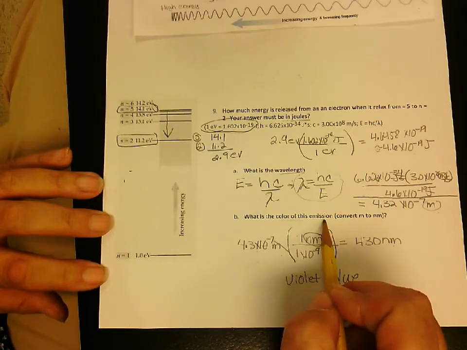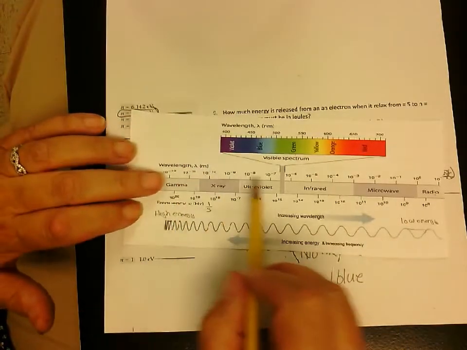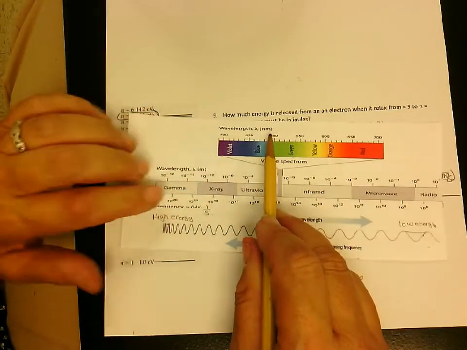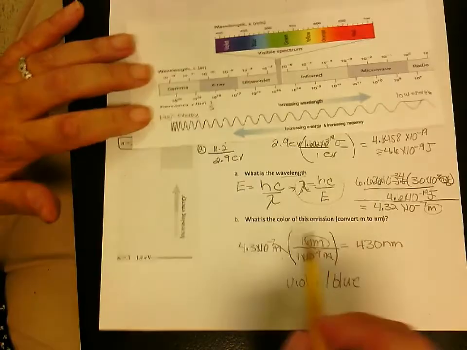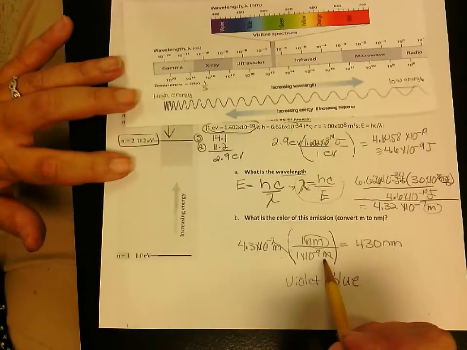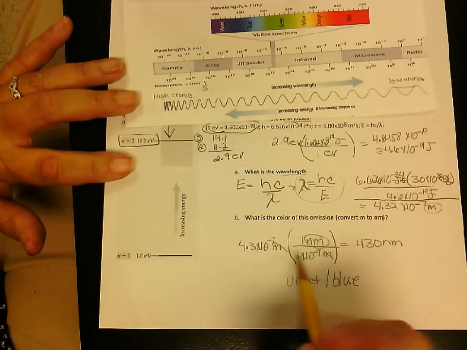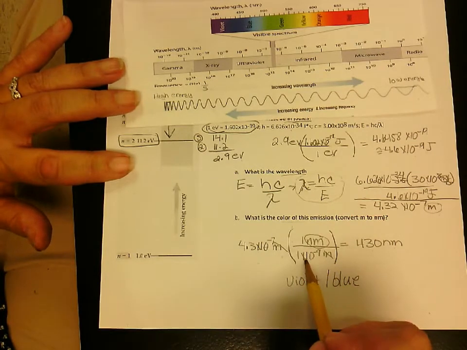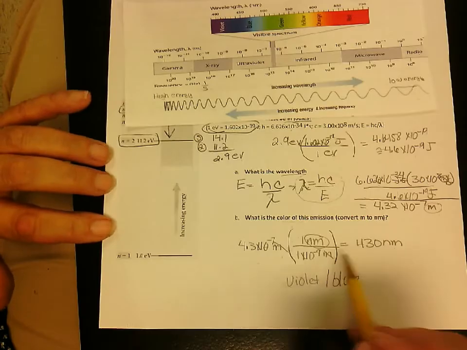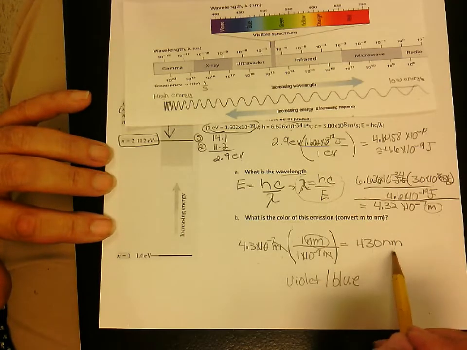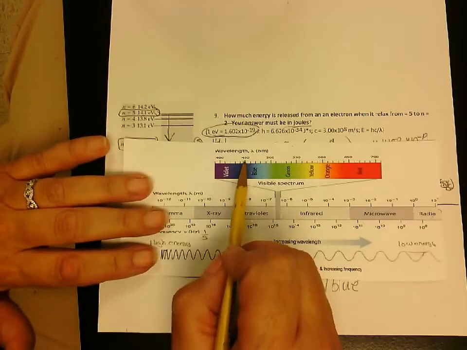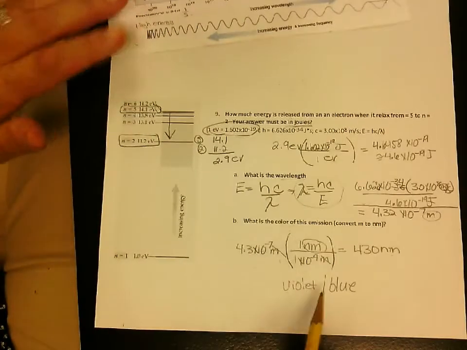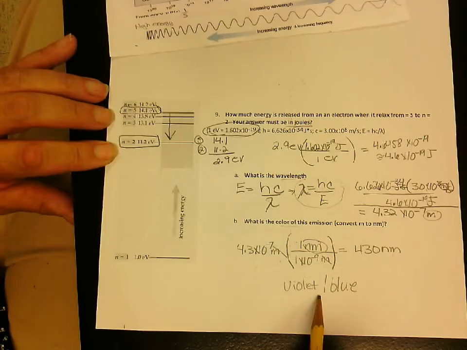Now the last thing we need to do is the color of this emission. When we're looking at color, instead of being in these meters, it's a breakout into more information, and they give you those numbers in nanometers. So I need to convert my meters back to nanometers, and I do that by getting rid of meters and going to nanometers. 1 nanometer is 1 times 10 to the negative 9th meters. I get 430 nanometers. So I look up here, 430 is in the violet blue area. So that's the color of that emission.